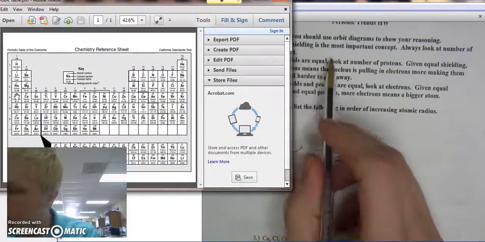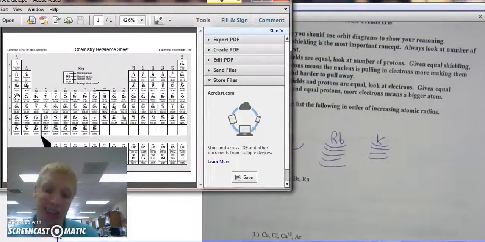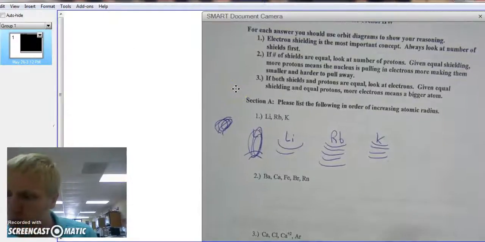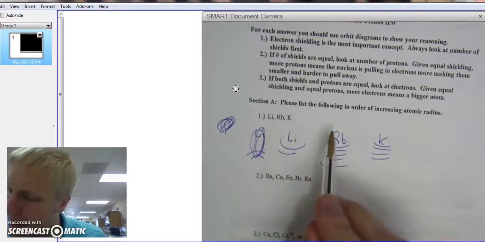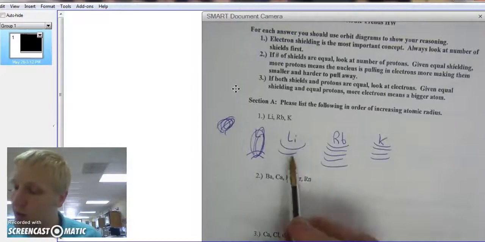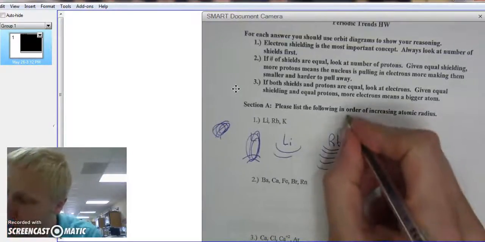So electron shielding is the most important concept. Always look at the number of shields first. So the more shields it has, the larger this atom is going to be. Alright. And please list the following in order of increasing atomic radius. So we're looking for the smallest one. So it looks like lithium has the least amount of shields, therefore lithium is the smallest.